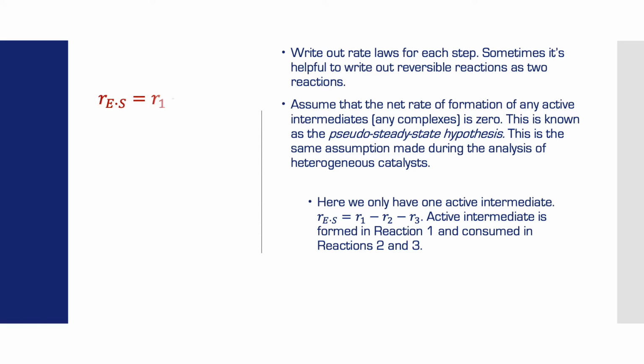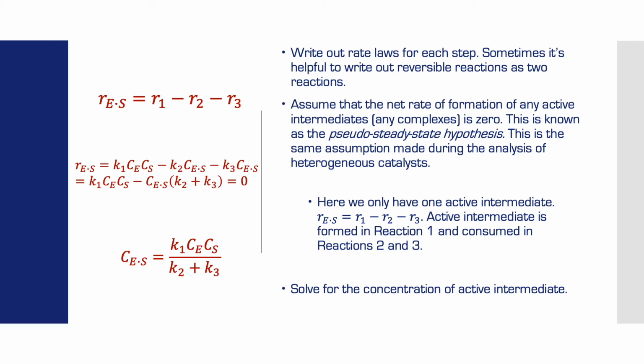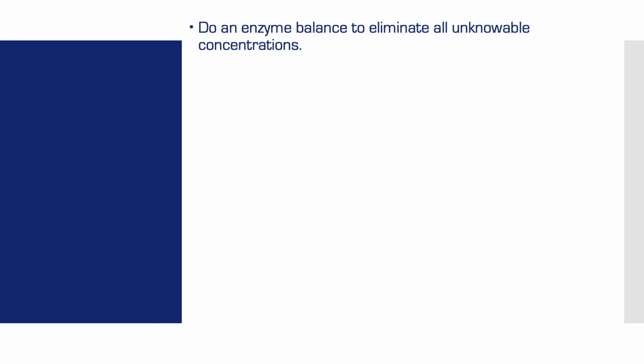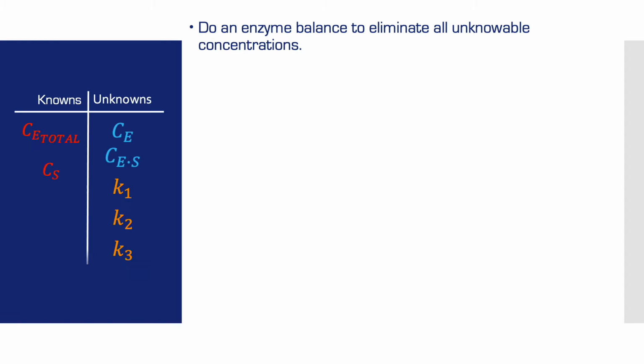Here, we only have one reaction intermediate. Active intermediate is formed in reaction 1 and consumed in reaction 2 and 3. Solve for the concentration of active intermediate. We will now do an enzyme balance to eliminate all unknowable concentrations. While we can find the concentration of total enzyme and the concentration of substrate, it is not possible to quantify the different concentrations of enzyme, bound to substrate and not, as well as the reaction constants. However, we do know that the total concentration of enzyme includes that bound and not bound to the substrate.